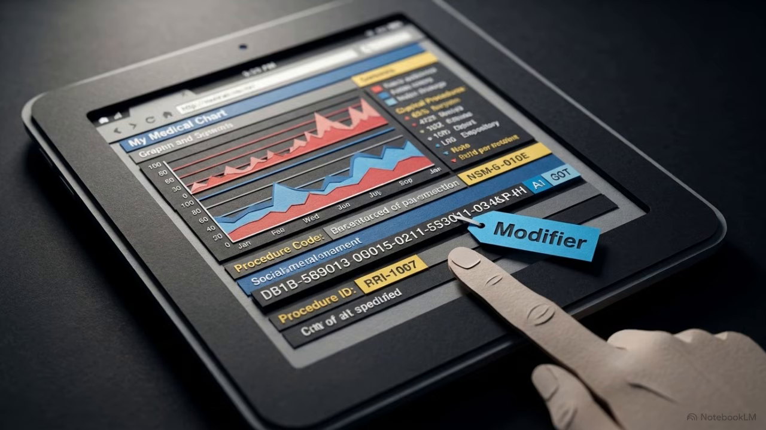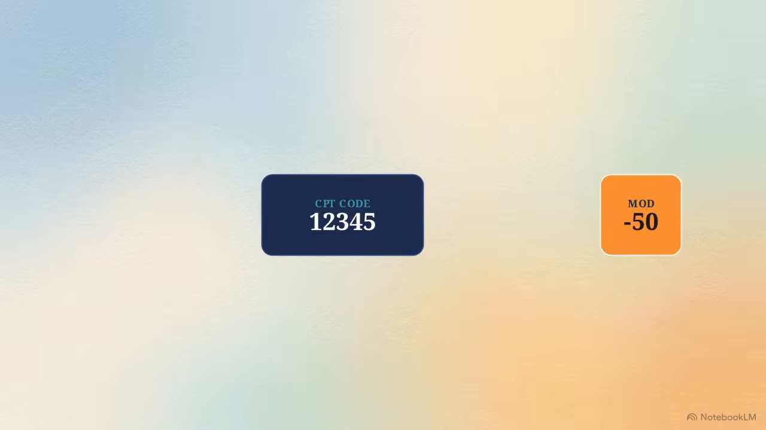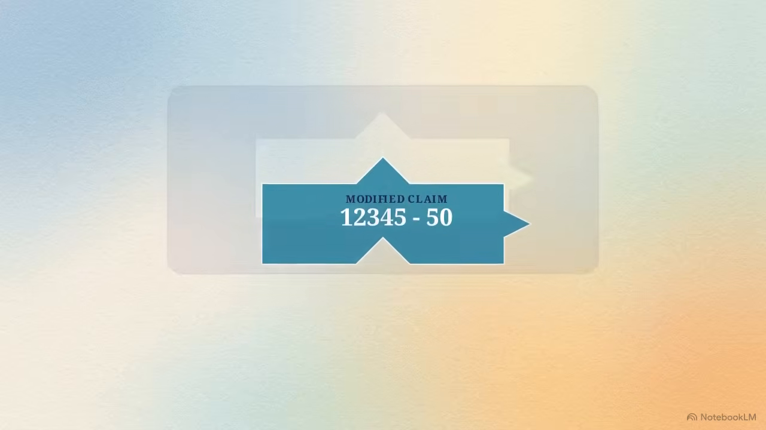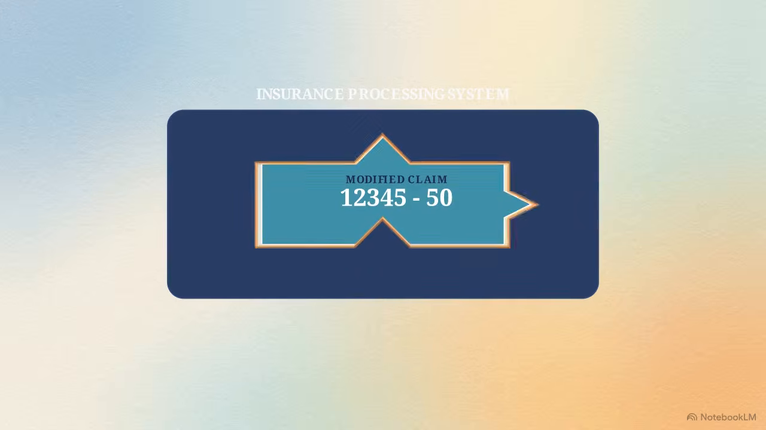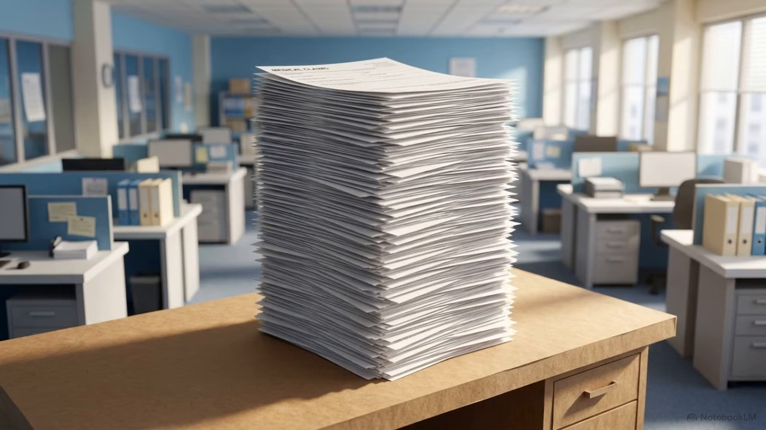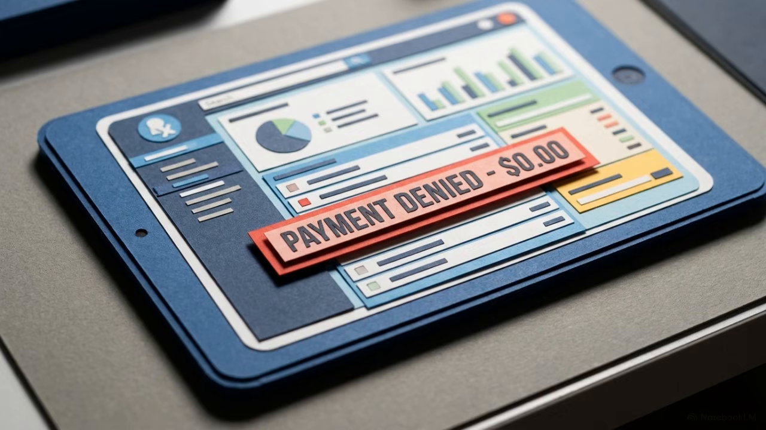To supply the necessary plot twists, coders use modifiers. We start with a basic procedure code, represented by a simple square block. Then we add a modifier, a 2-digit code that attaches to the end of that main code. Attaching that tag physically changes the shape of the block, so it fits a completely new slot. Insurance companies process millions of claims, and they are not in the exam room to see how things went. Without those 2-digit modifiers to fill in the blanks, payers reject claims for lacking context, and providers do not get paid for their work.